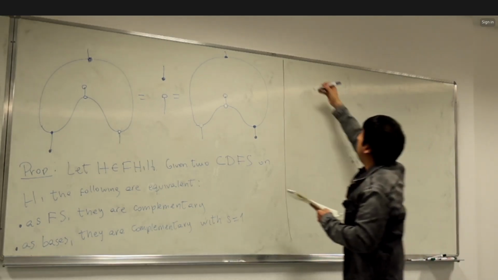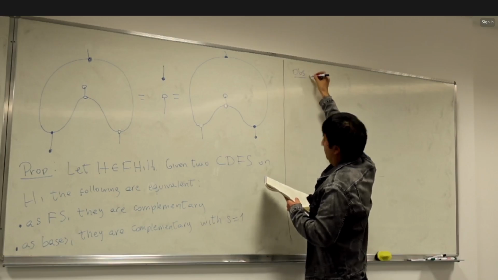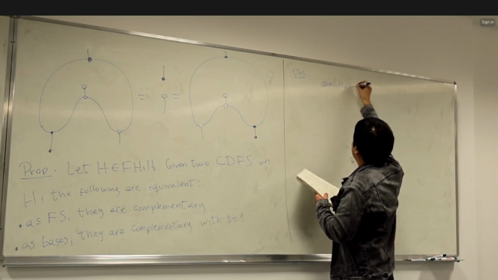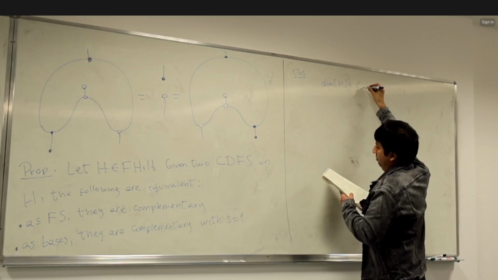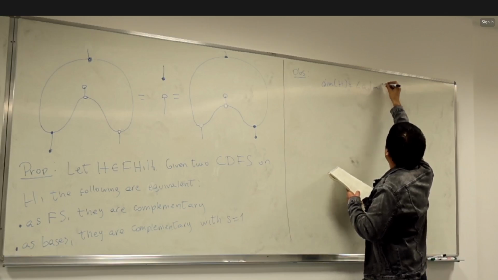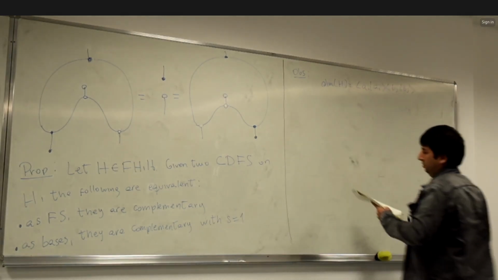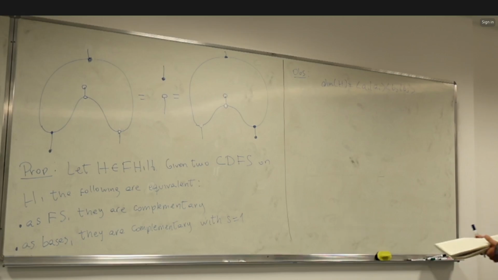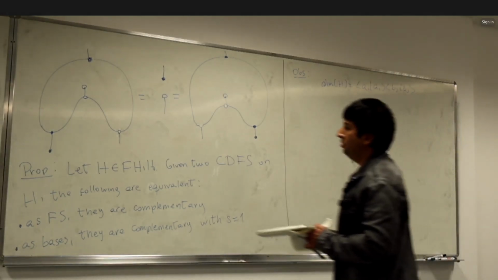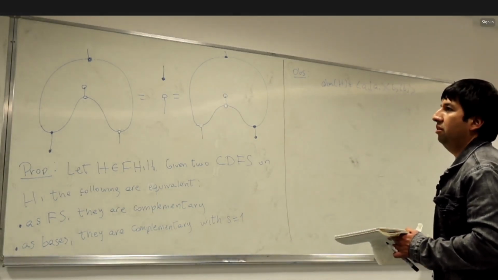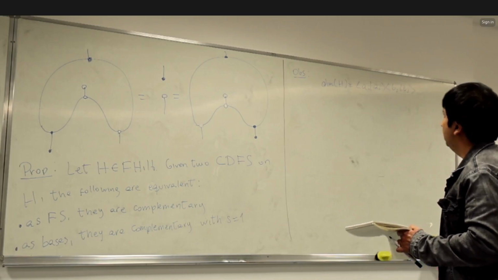Remember, in this situation, we have the following. Dimension of H is always this thing. Yes. So this is how two complementary Frobenius structures are determined by the complementarity condition of the associated bases.